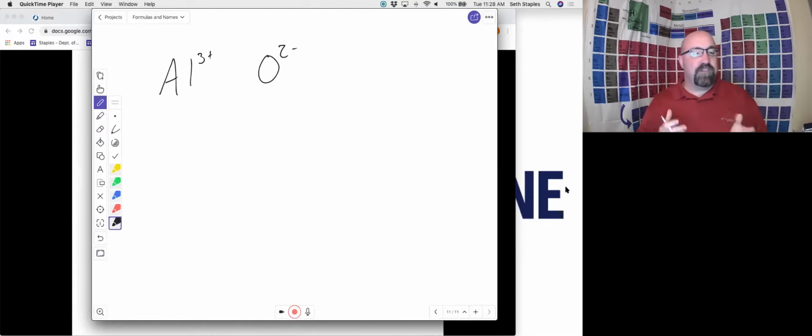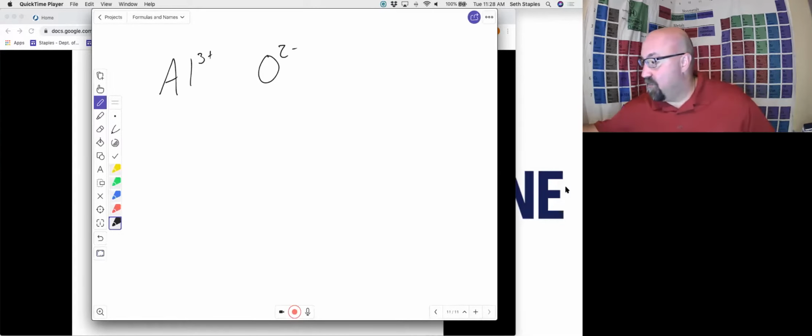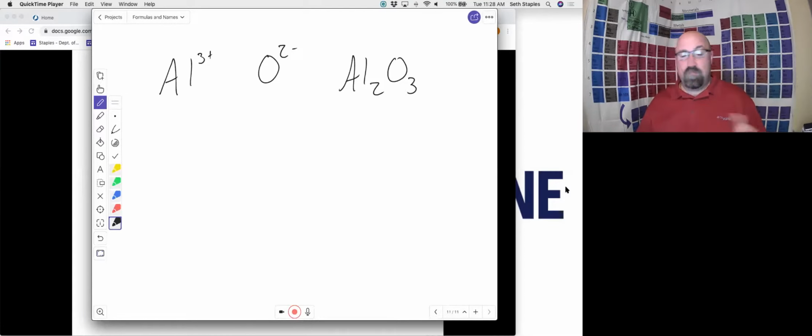And so there's a couple ways to approach it. They're the same ways that we've been looking at. We just have more complicated numbers now. But one is to think of that least common multiple. We can see that our least common multiple between 3 and 2 is 6. How many 3s do we need to get to 6? We need 2. How many of our 2s do we need to get to 6? We need 3. So we get Al2O3.